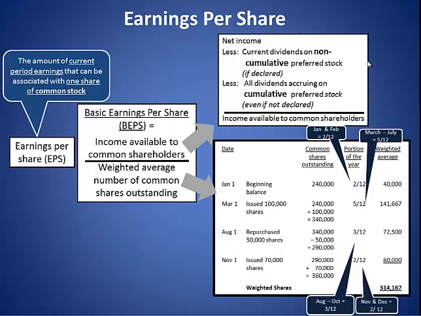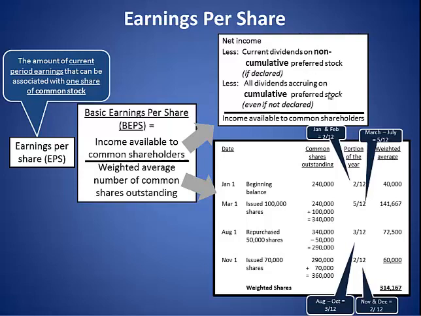Now there's two types of dividends that we have to be concerned about. We need to subtract out any current dividends on what we call non-cumulative preferred stock. Now non-cumulative means that if the board of directors does not declare dividends during a particular year, that preferred stock also will not receive any dividends, nor is there a liability or an obligation on the company's part to have to ever pay those dividends once they're passed up. So the only time we're going to deduct non-cumulative preferred stock dividends is if those dividends have actually been declared.